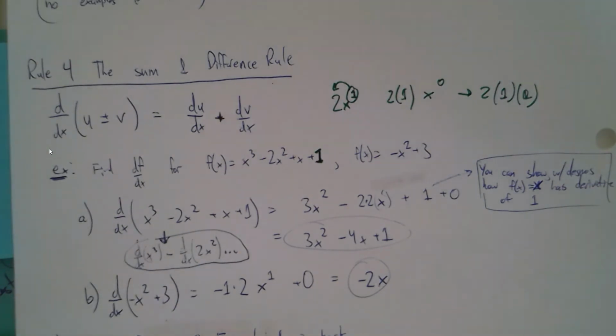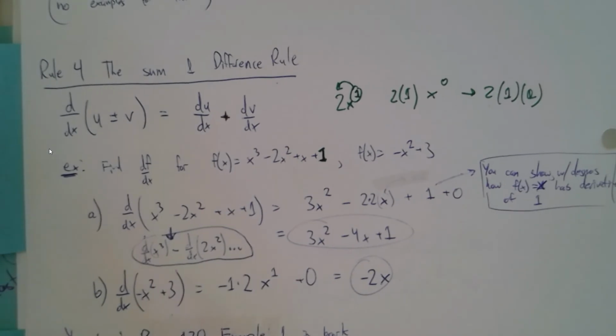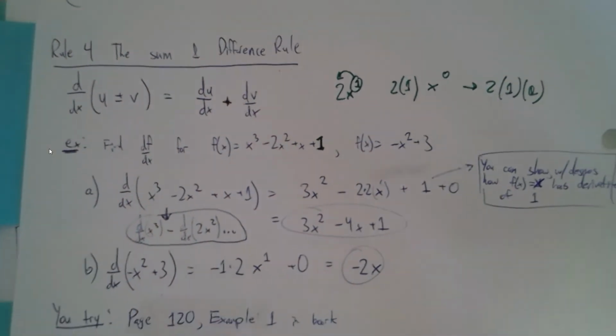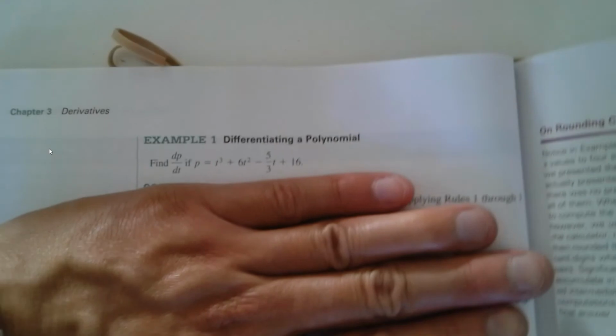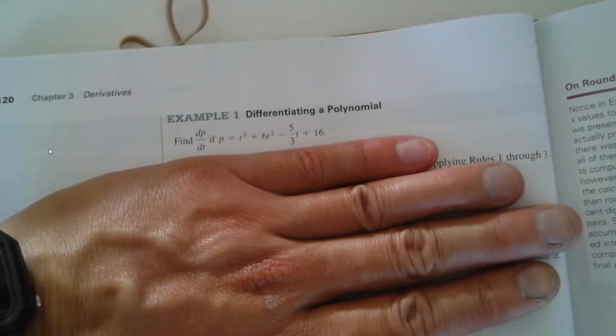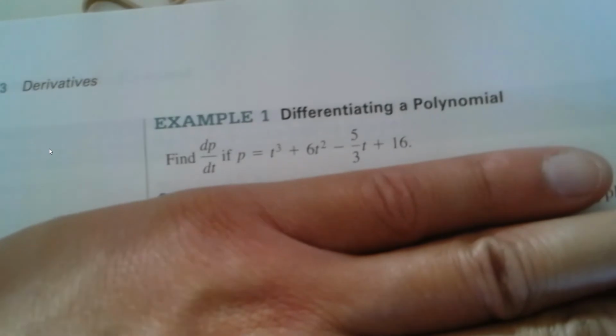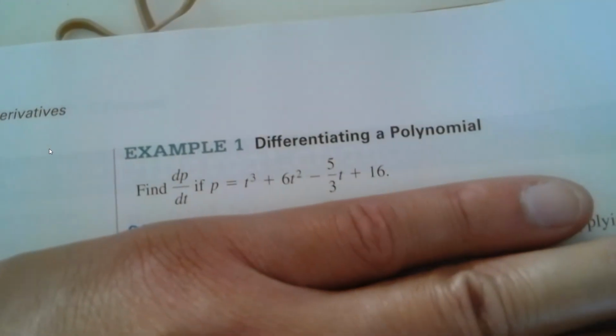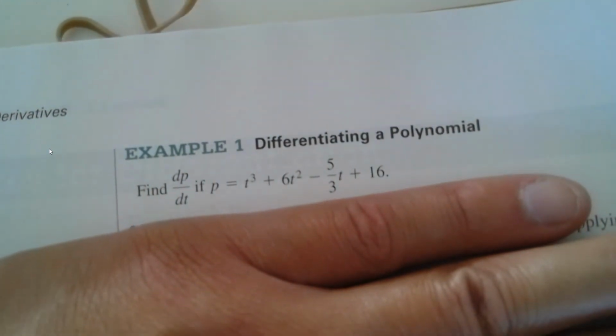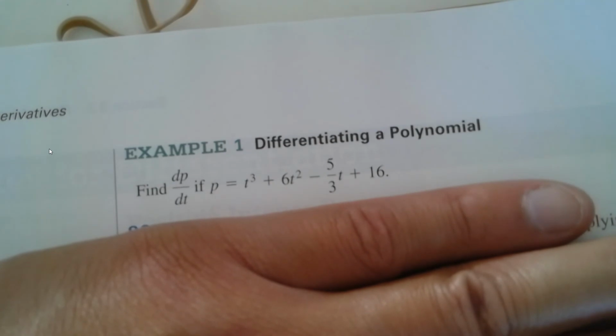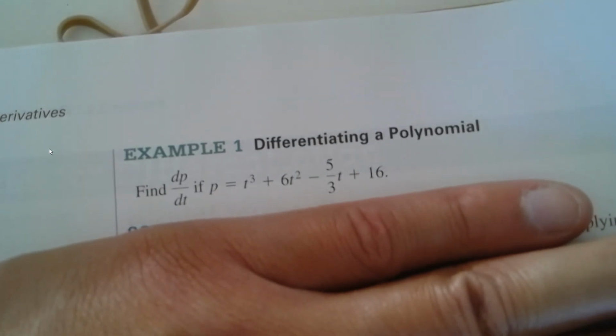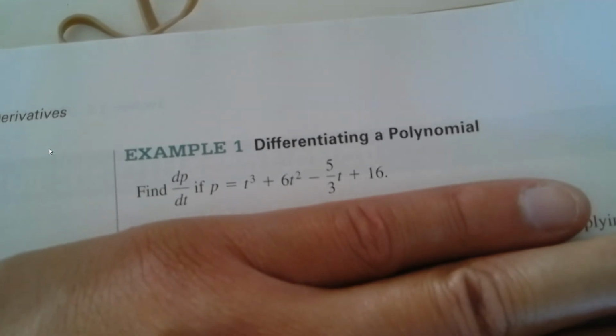Let's try another problem. 120 in the book. Okay, this is written a little differently because it's using a different variable, but the notation is correct. Take the derivative of p with respect to the variable that is now t, meaning if your equation is p, not y anymore, p is equal to t to the third power plus 6t squared minus 5 over 3t plus 16. What is your derivative going to be?